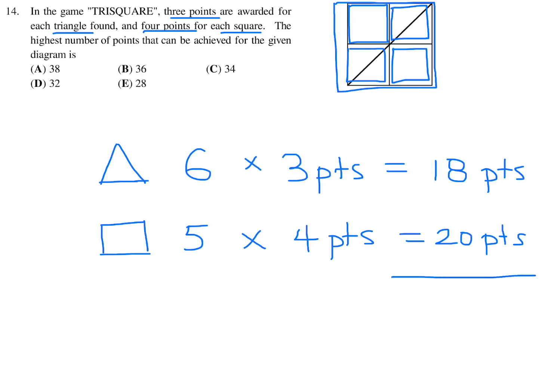So the total in this case is 18 plus 20, which is 38 points. So the answer here would be A.